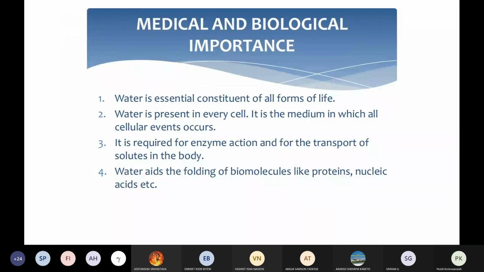Coming to the medical and biological importance of water, it is the essential constituent of all forms of life, meaning it is present in every cell, and it is the medium in which all the cellular or biochemical reactions take place. It is required for many biological processes such as the mechanism of enzyme action and the transport of molecules in the body. So water is a medium.